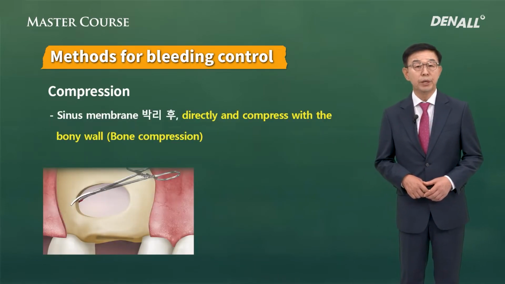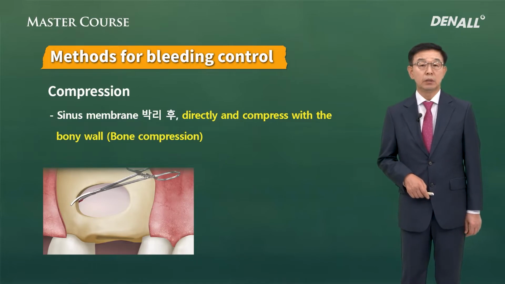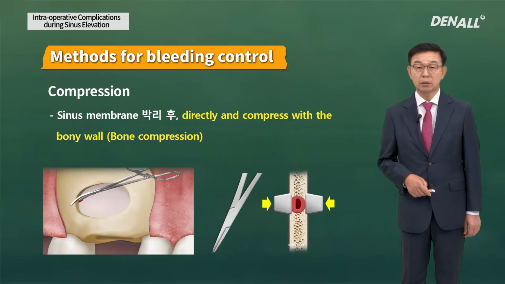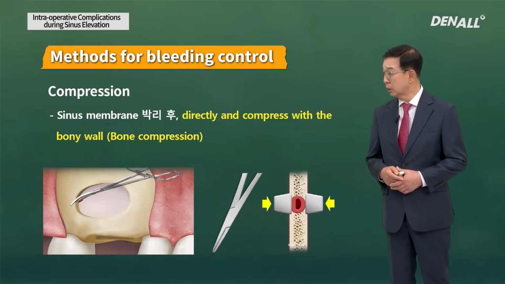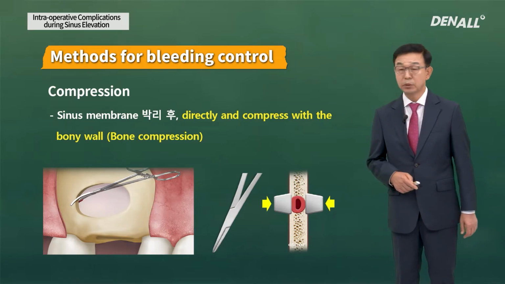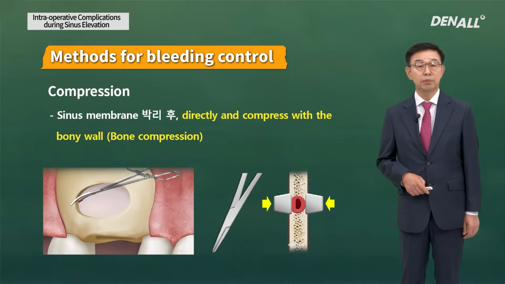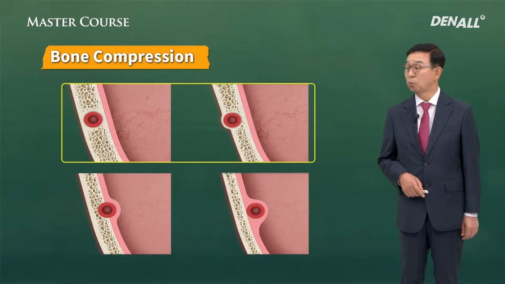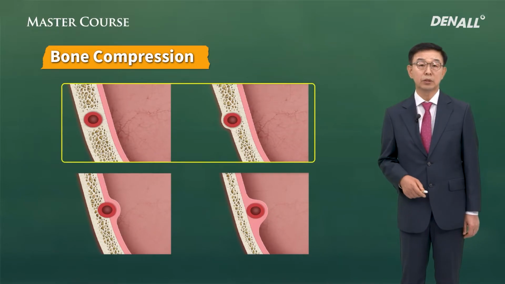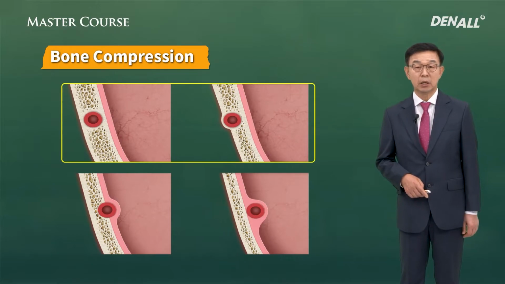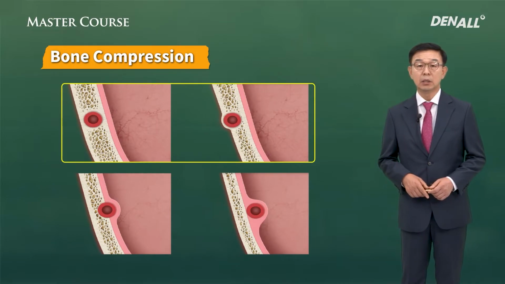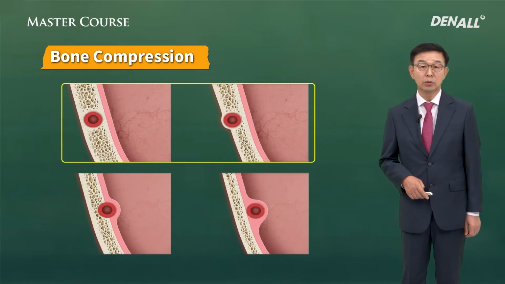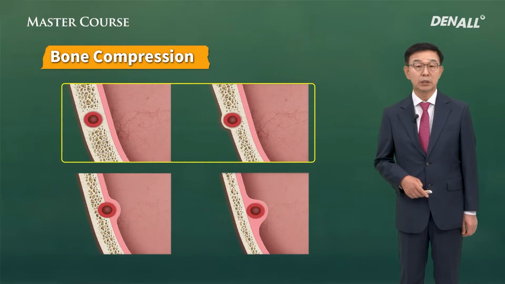Next, I'm going to talk about bleeding within the bone. You can use various tools and compress the bone like this to stop the bleeding. This is called the bone compression method. This is applied when a vessel is within the bone. If the vessel is exterior to the sinus or interior to the sinus, bleeding cannot be stopped.